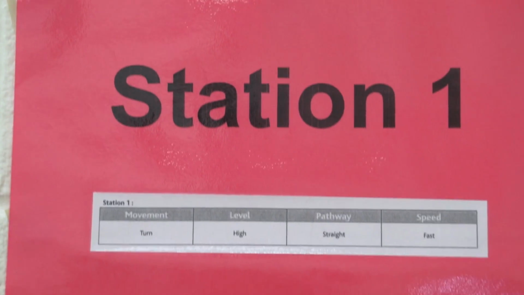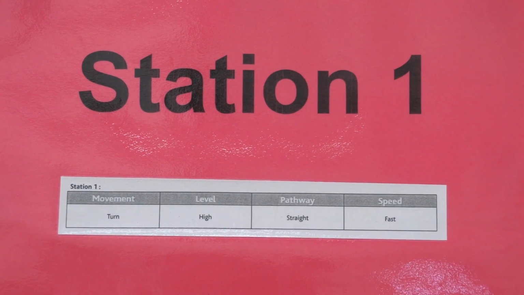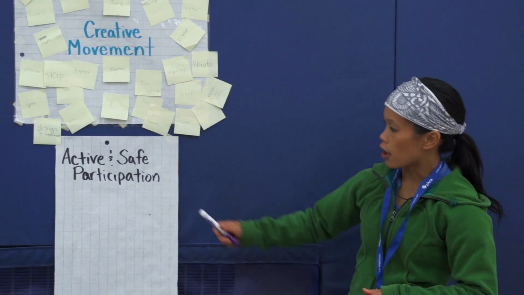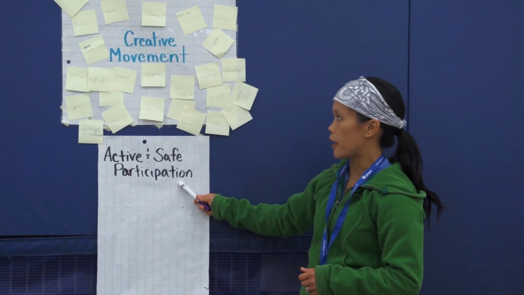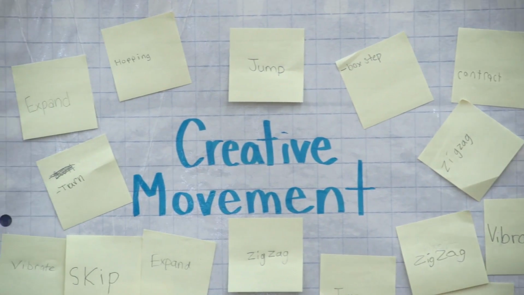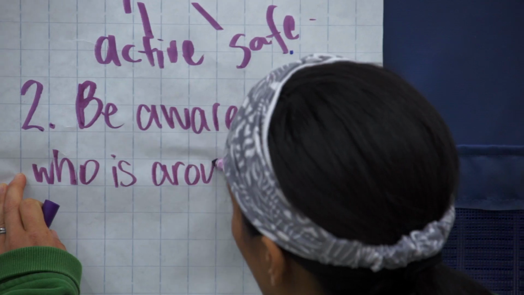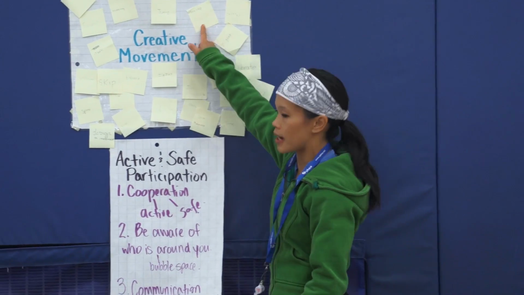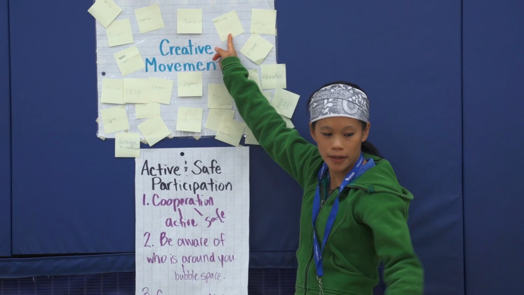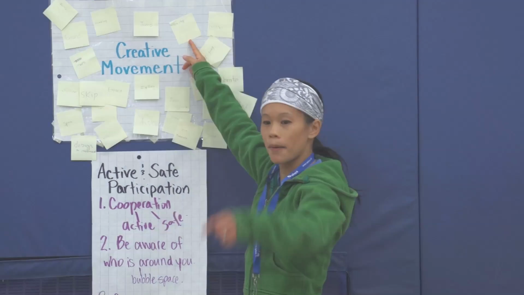Explain that the stations are action words placed into categories. Have students describe what active and safe participation looks like in creative movement. To accommodate various types of learners, record key words and expectations on chart paper and post it in the activity area for referral throughout the lesson.